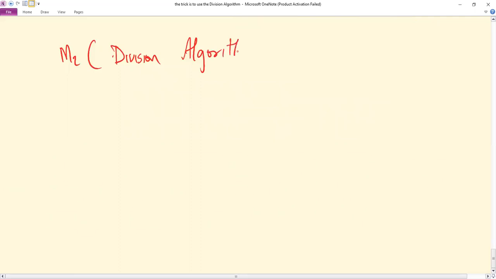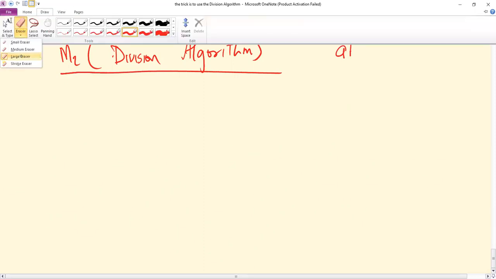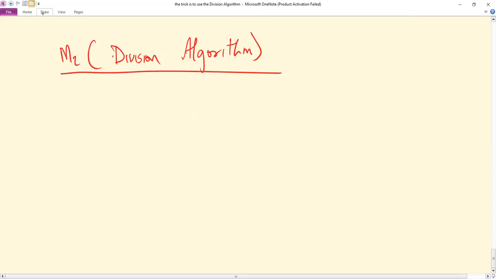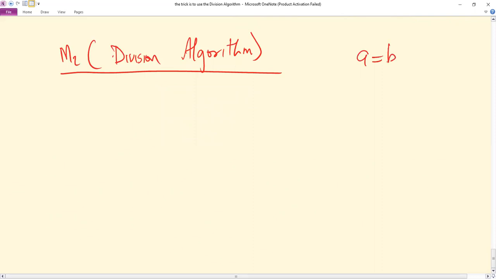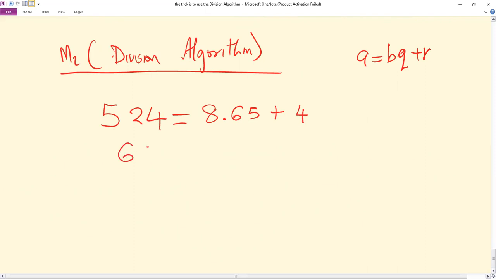Division algorithm. Remember, the division algorithm is A equals B Q plus R, and then you do it repeatedly. B, the base in this case, is 8, and A starts with the given 524. 8 divides 524, 65 times. The remainder is 4. Then you bring 65 here.